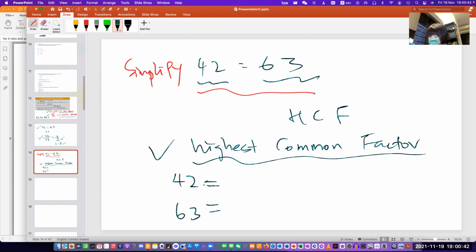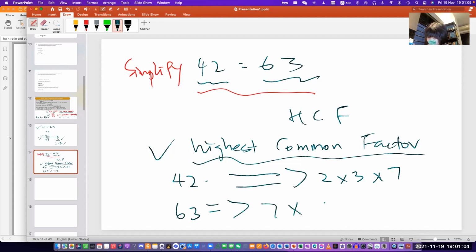The prime factorization for 42 is 6 times 7, and 6 you can split to 2 times 3 times 7. So this will be the prime factorization for 42. Next, what is the prime factorization for 63? It is 7 times 9, right? And 9 you can split into 3 times 3, and 3 times 3 is 3 to the power of 2. So you can write your prime factorization for 63 in index notation. This is called index notation.